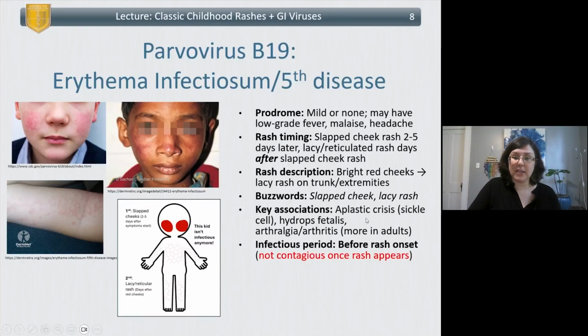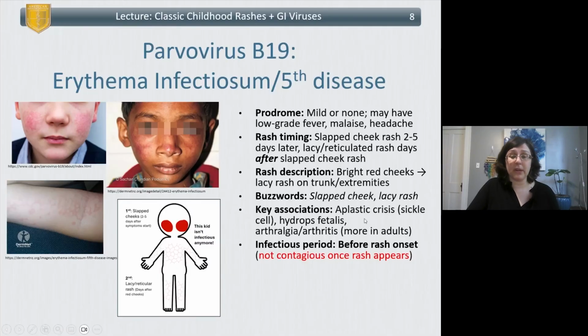Key associations include aplastic crisis, particularly in children with sickle cell disease, because of course they're going to be more susceptible to this, but even in children without sickle cell disease. I once had a patient present to the hospital with a hemoglobin of 2, a girl, and she had not had any history of anemia. She had no other symptoms. She was previously healthy, and she came in with a hemoglobin of 2. Otherwise, all of her other cell lines were totally normal.